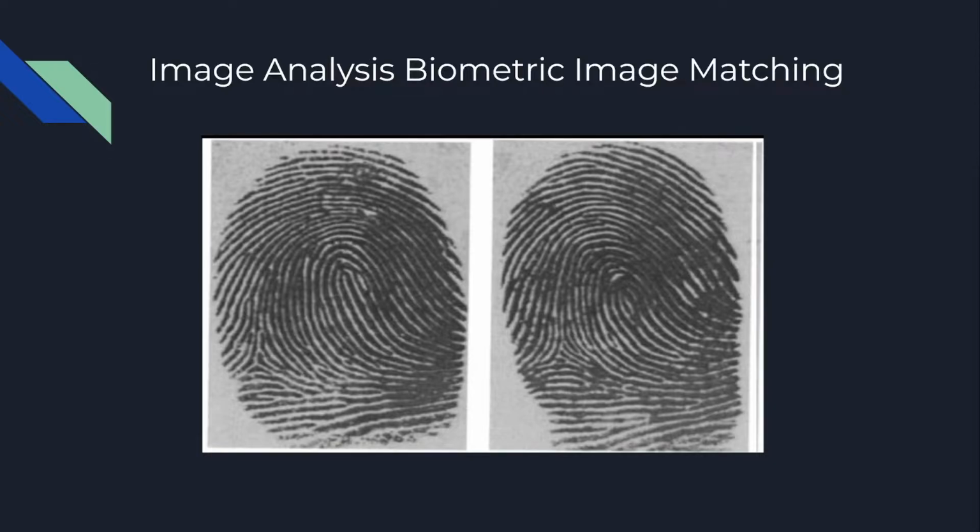And this is another example of image analysis for biometric image matching. As you can see, these two are very similar fingerprints. However, they are different. And this is one of the ways that digital image processing can help with one of its applications.